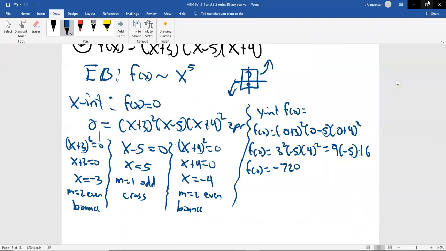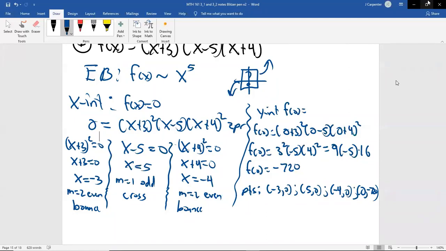So between the x-intercepts and the y-intercept, we have 4 points. We have negative 3, 0. We have 5, 0. We have negative 4, 0. And we have a pretty ridiculous one, 0, negative 720. Sorry, I had to squish that 720 in there.